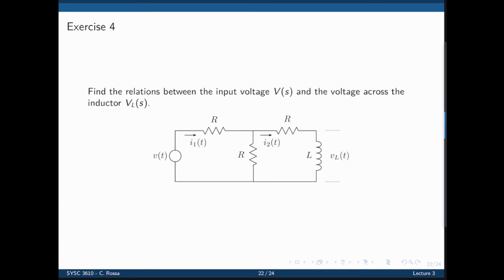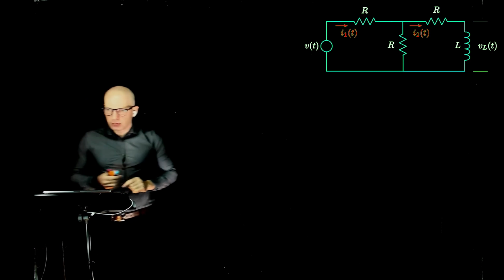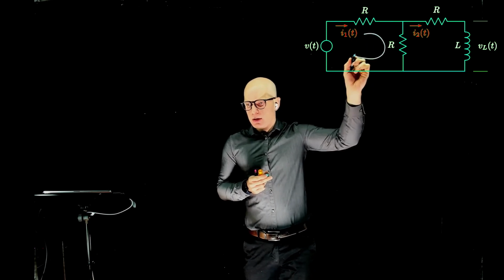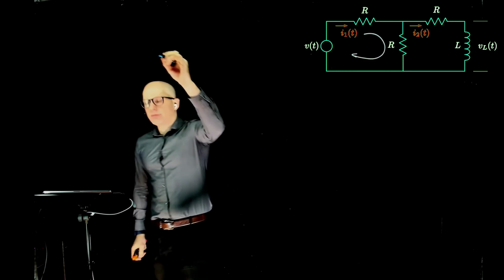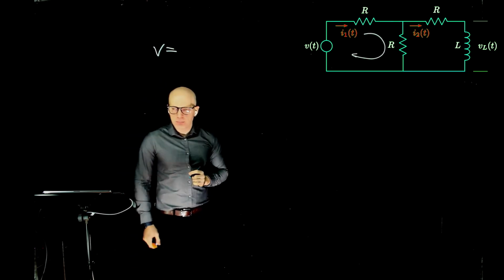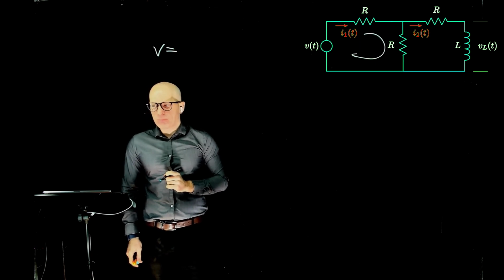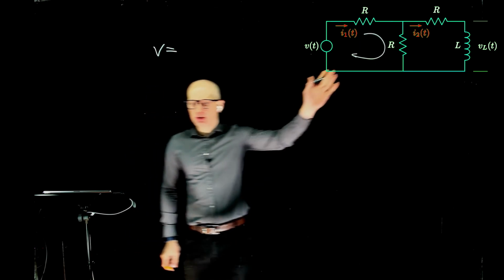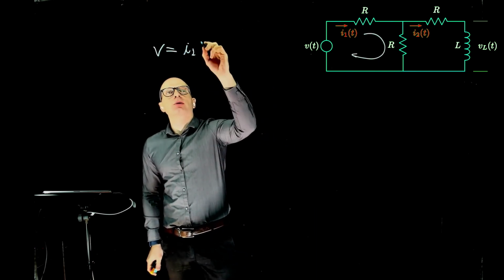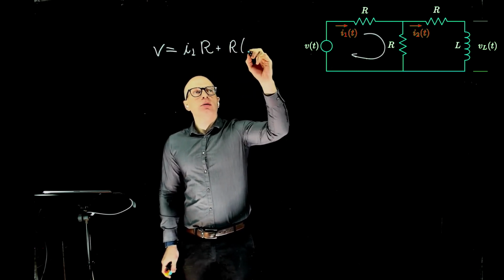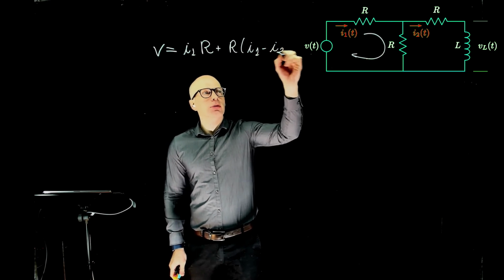Okay, very last example, an easy one again. Here we are. Let's model this. Let's start with loop 1, current I1, going in a loop like that. So V equals I1 times R, plus R times I1 minus I2. I1 minus I2. Very good.